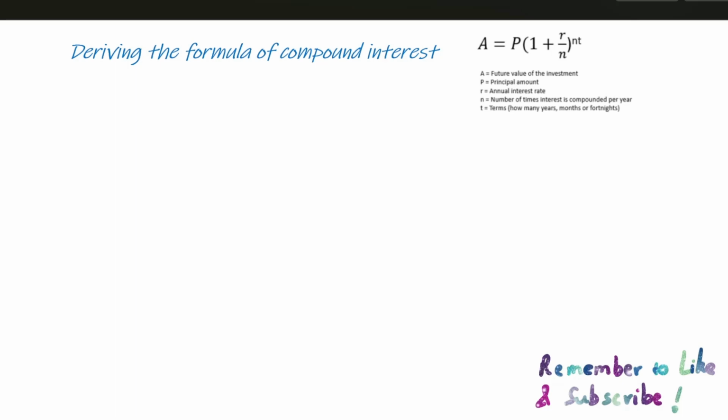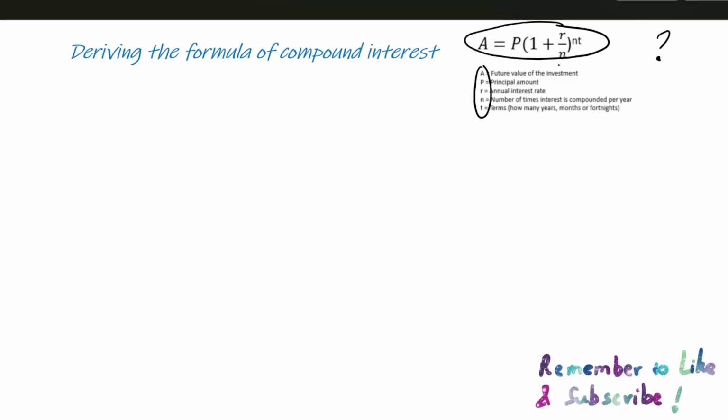So in the previous video, we have already learned about the compound interest formula and how to use it to calculate real-life examples. But how does the formula work mathematically? Well, you're in luck because today we are going to learn how to derive the formula of compound interest. Now let's take a look at the variables here.